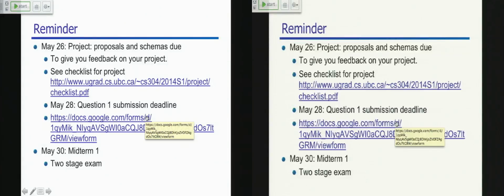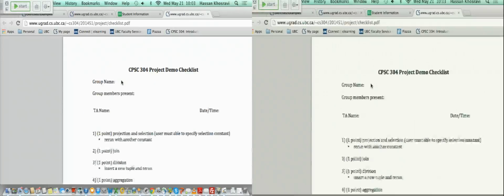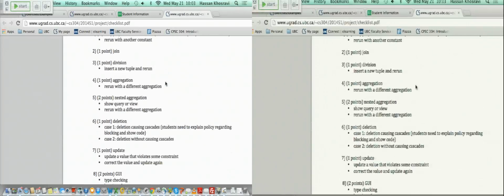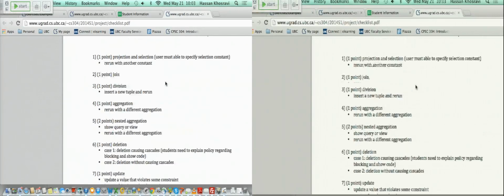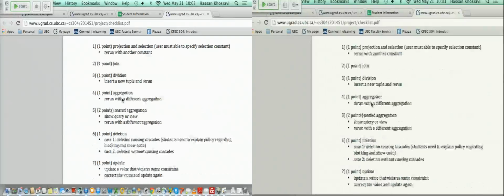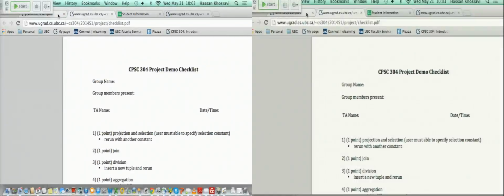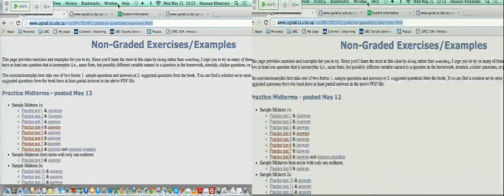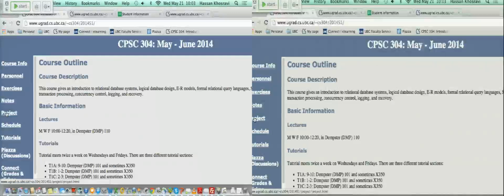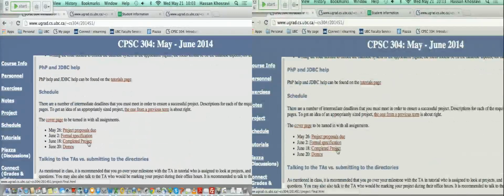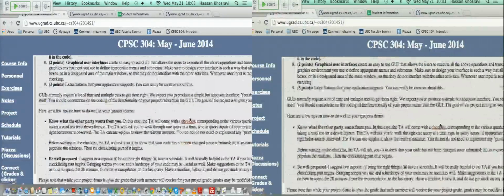May 28th is one more thing on the projects. A lot of you are asking about whether what you have is good enough, or whether it's covering enough things. This checklist is basically what the TAs will be using at the end in order to mark your projects. This checklist is available through the course website. If you go on projects and then completed project, at the bottom you find a checklist.